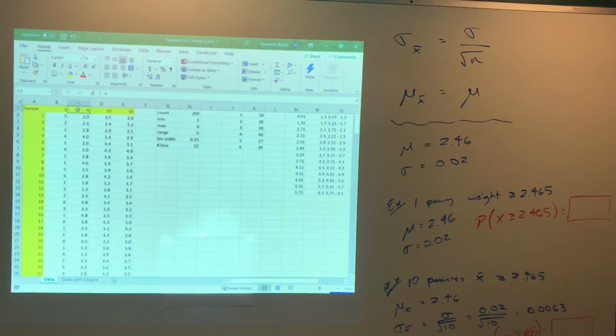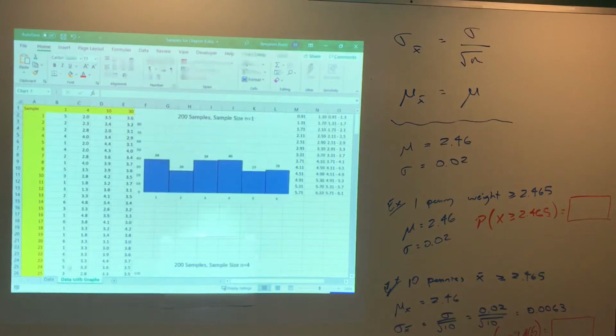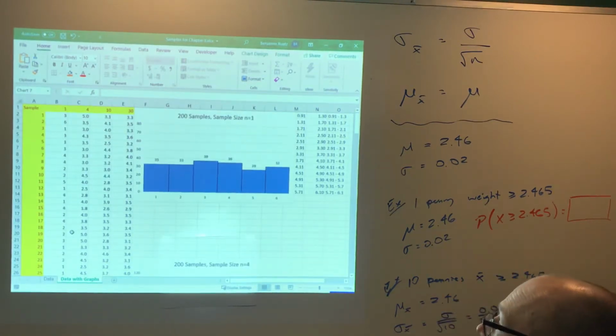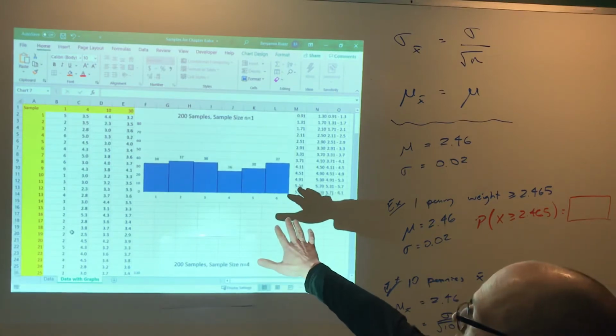Well, this 4 right here takes a random number between 1 and 6, another random 1 to 6, another random, adds them together, divides by 4. And this is 10, and this is 30. And what I then did is graph these. Every time I press F9, I can see how those look.